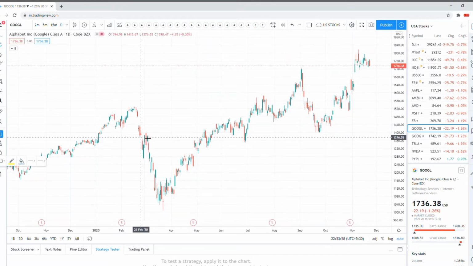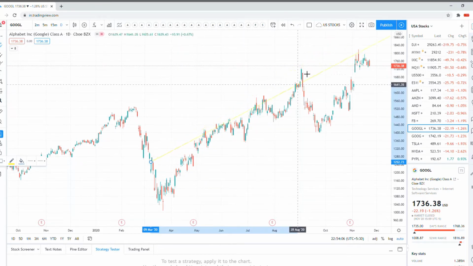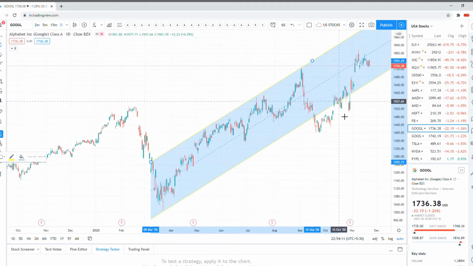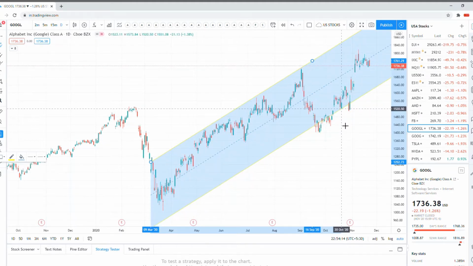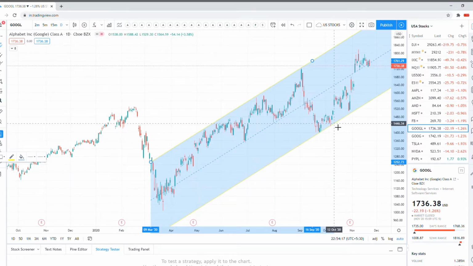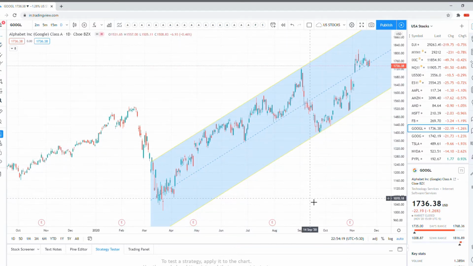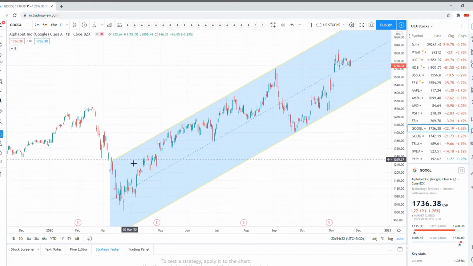It's moving in a channel. So let's take this point over here and extend it to this point. So as you can see, it's almost moving in a channel, and the top of the channel as it's moving up is acting as a resistance, and the midline is acting as a support of Google Alphabet Class A, and the lower line is acting as the support.